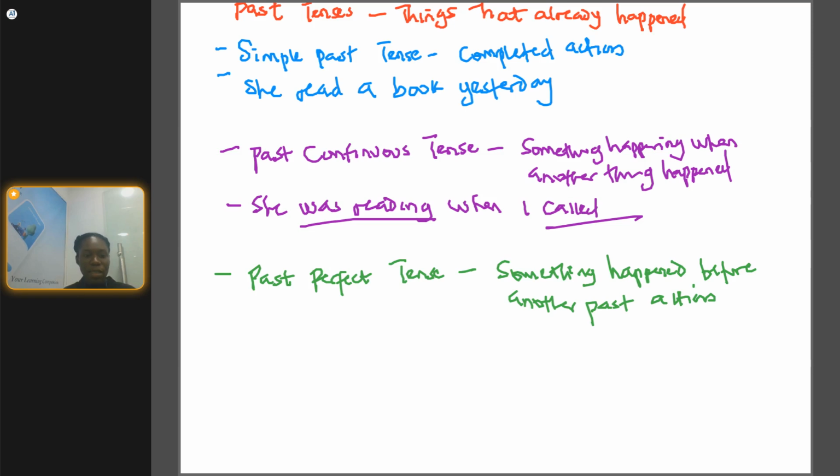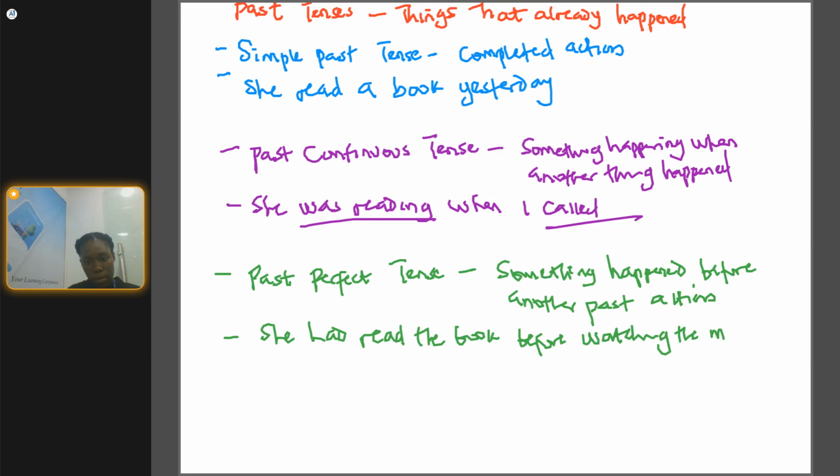So you have an example like she had read the book before watching the movie. She had read the book before watching the movie. This is showing past perfect tense. The last tense we are looking at under past tenses is the past perfect continuous tense.